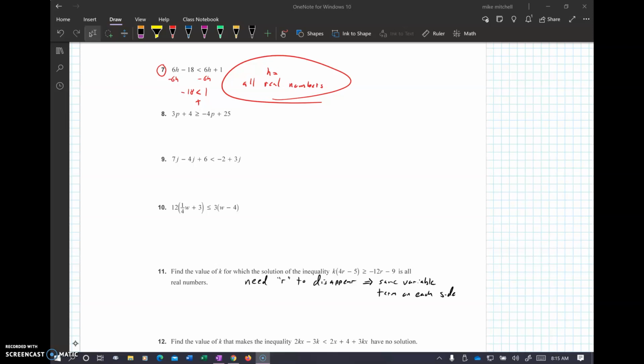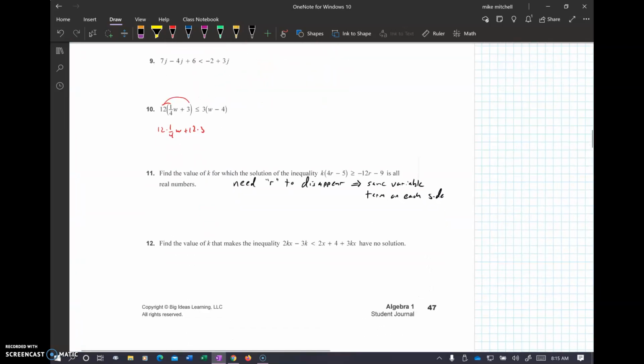Okay, number 10. Just remember, this is a distribution here. So you're going to get 12 times 1/4 w plus 12 times 3. And you can do some reduction there. That'll work out pretty easy.